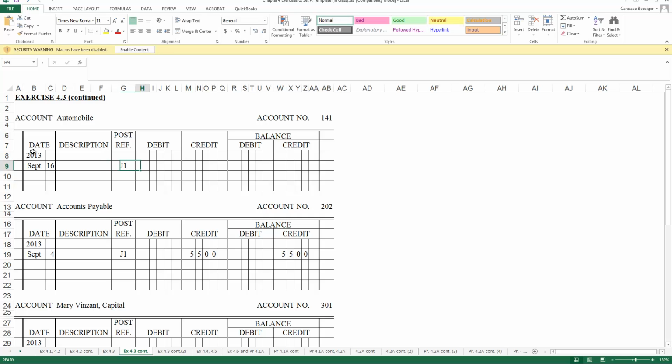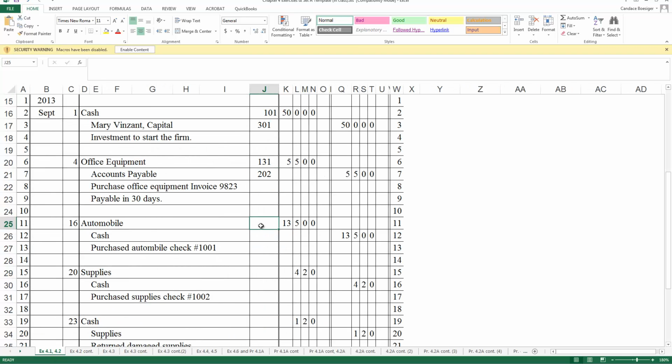J1, General Journal 1, and it is a debit for $13,500. Again, a debit for $13,500 is the balance in this account. This is the balance in our automobile account. 141 is our posting reference, so we go back here and put 141 as the posting reference.